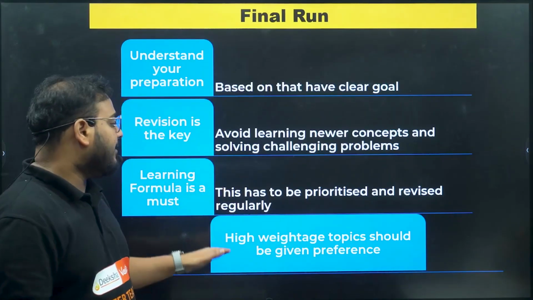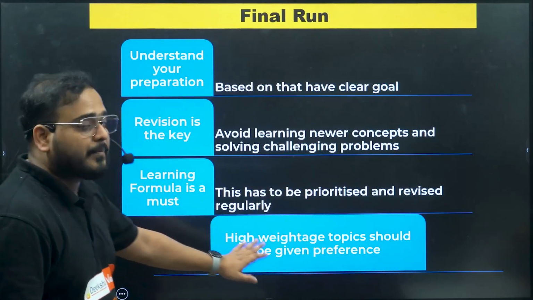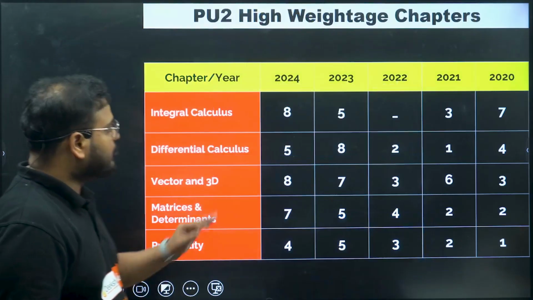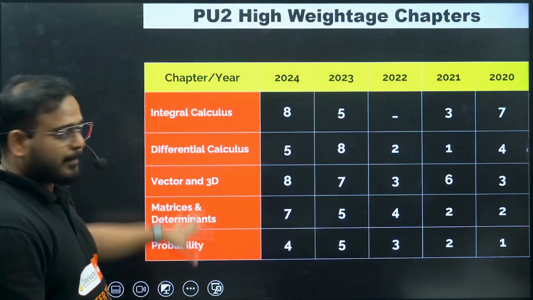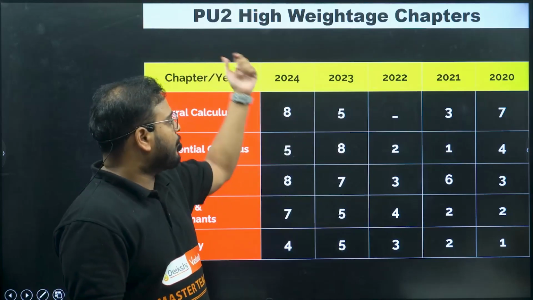Okay, high weightage topics should be given preference. I'll talk about that in detail, don't worry. So yes, high weightage topics should be given preference. For example, from PU2, I have not given you all chapters. Okay, this is my analysis. There's no paper which has given this trend of 2024, 23 like this.